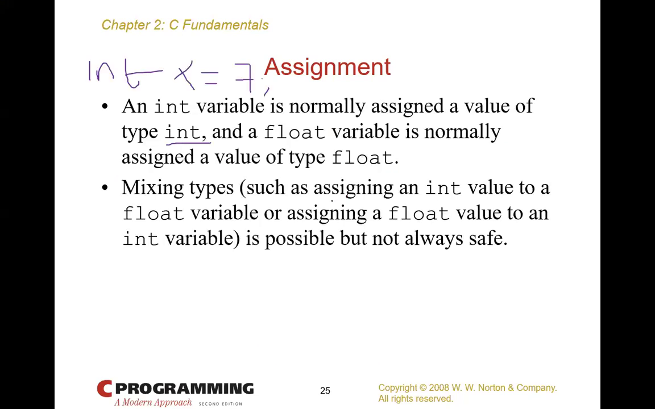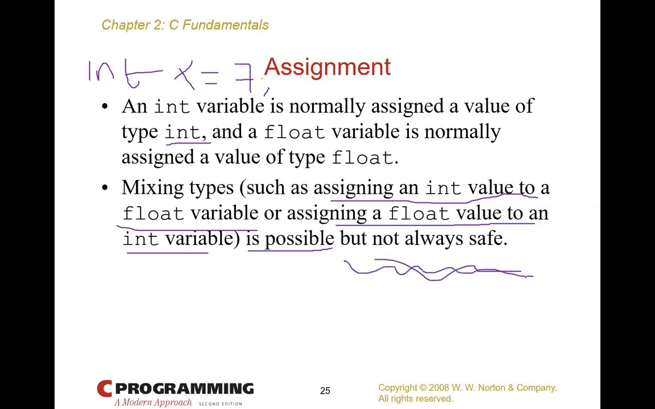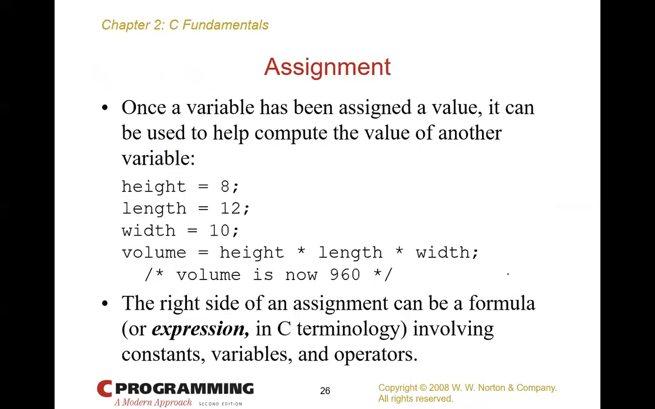Mixing types, such as assigning an integer value to a float variable or assigning a float value to an integer variable is possible, but don't always try to do it if you can avoid it. It is possible, but it's not always safe. So once a variable has been assigned a value, it can be used to do the calculation of another variable.